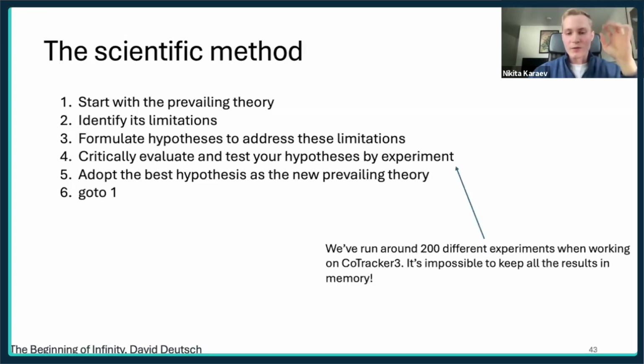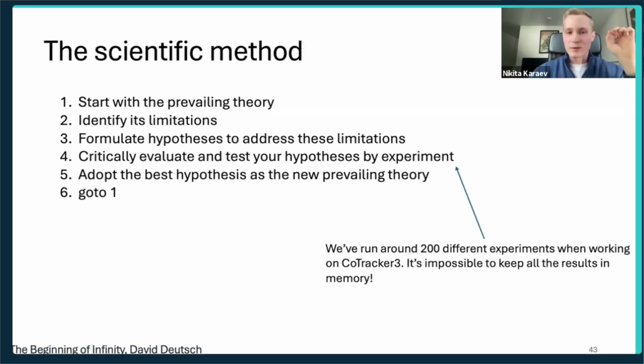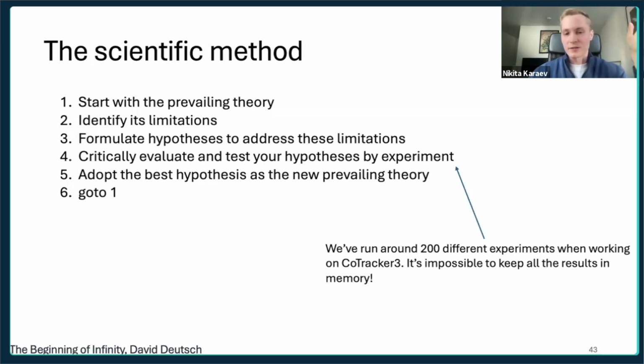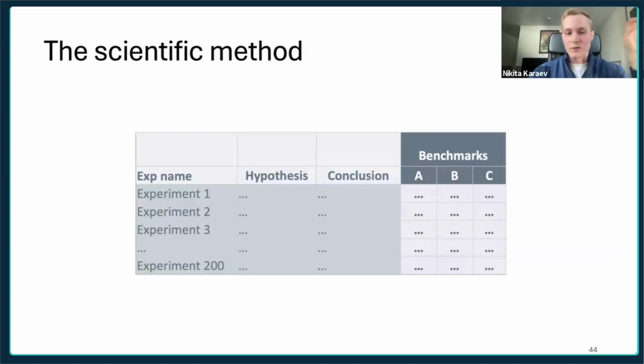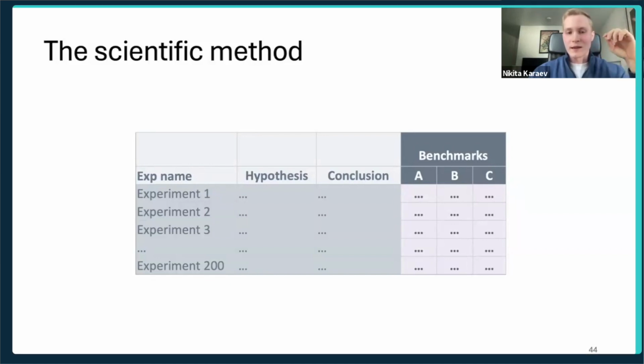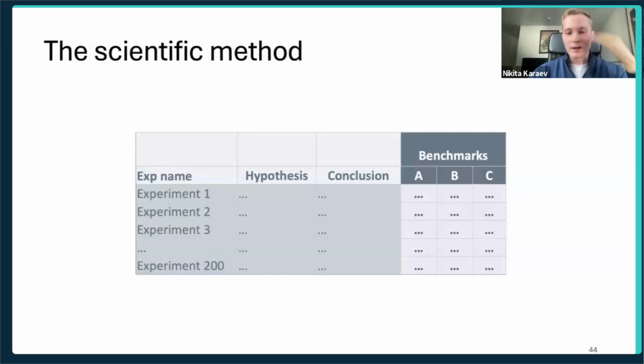In CoTracker3, we actually ran 200 different experiments when working on the model. And it was impossible to keep track of all these experiments and all the results in memory. So what we did is we had a table where we would write down the experiment name, the hypothesis we were testing, the results of the experiment, and the conclusion. And I think it's important to do such tracking for scientific research. So that's a template of the table that we had in CoTracker3.